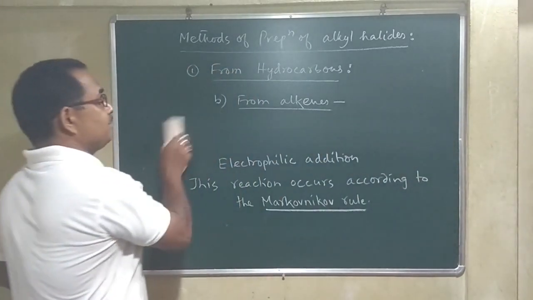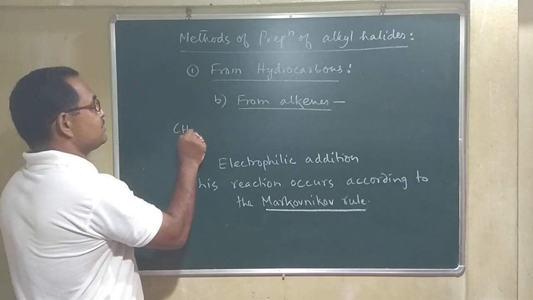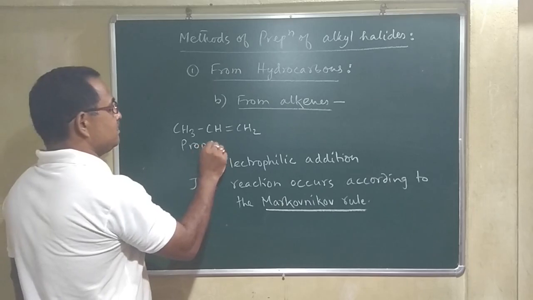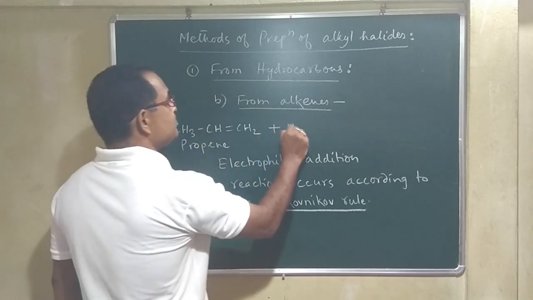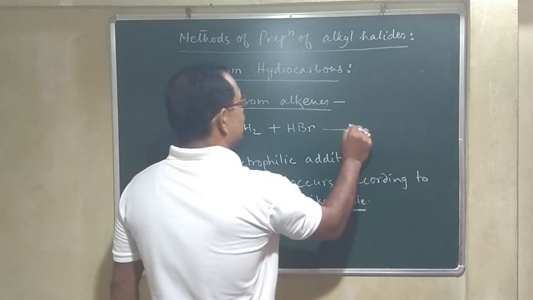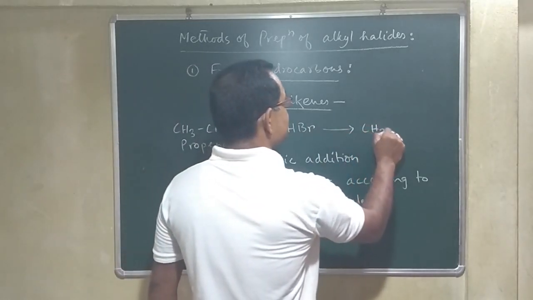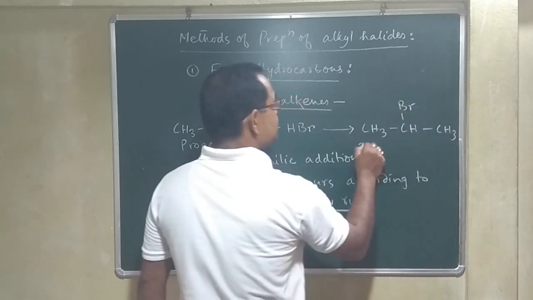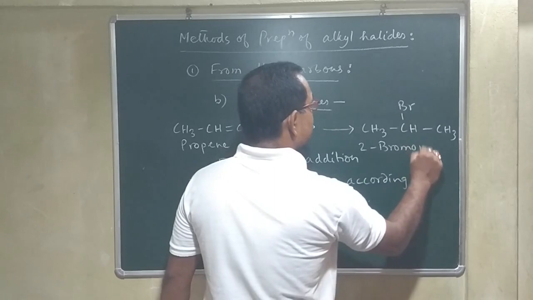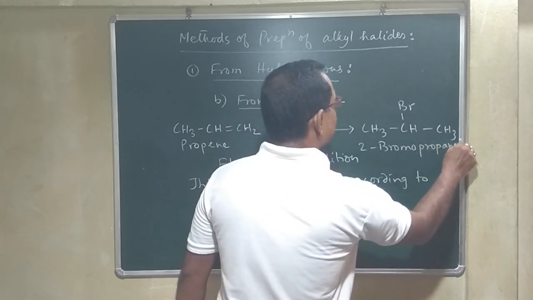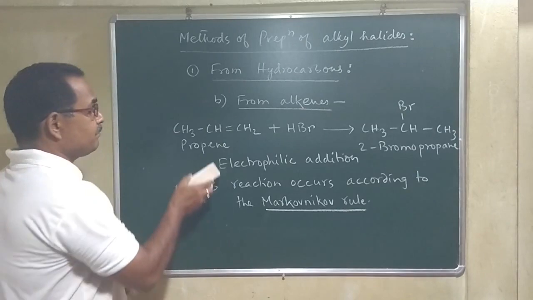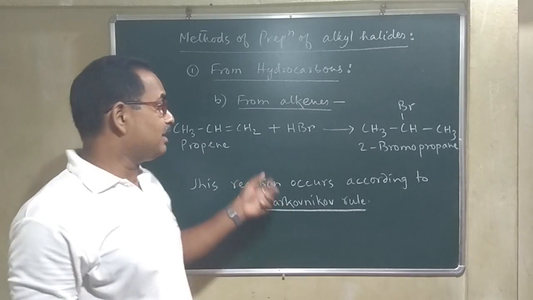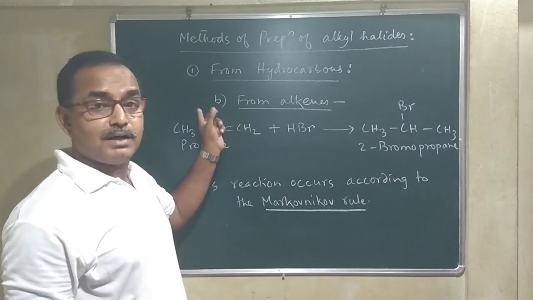Consider this example. Say CH3CH=CH2. What is this? This is propene. Add HBr. On adding, you will have CH3CHBrCH3. This is 2-bromopropane. Regarding Markovnikov's rule of electrophilic addition, you have studied in your class 11.